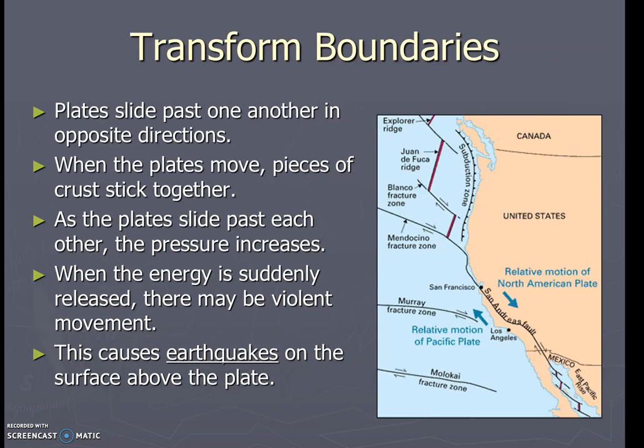Next, we have a transform boundary. So this is our third type of boundary. The plates slide past each other in opposite direction. So the North American plate is moving more downwards, while the Pacific plate is moving more upwards.